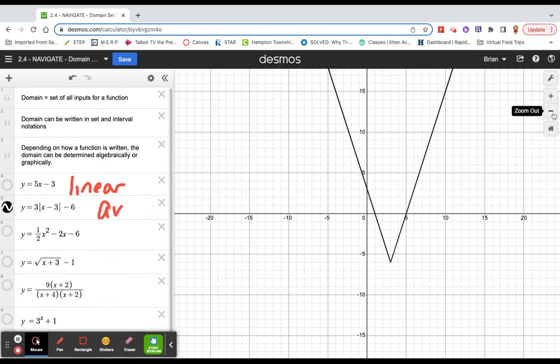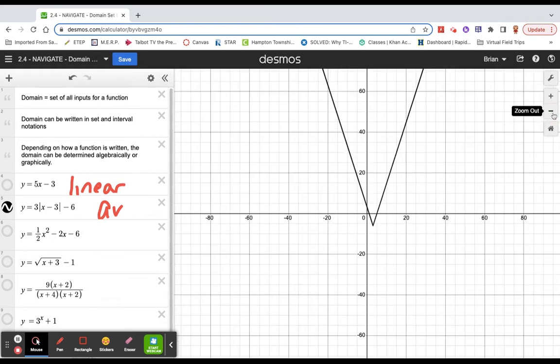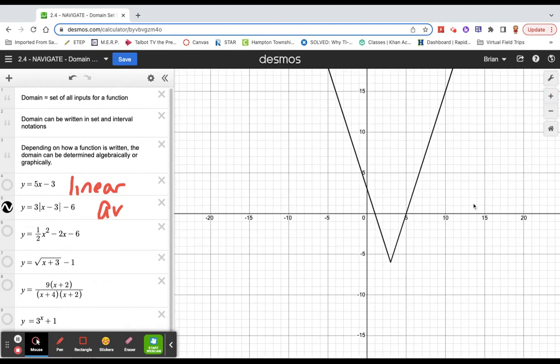If I zoom out, I see that this graph continues on forever in both directions, pointing up. We'll have some things to talk about as it pertains to the range of this graph, but for the domain, same as the linear. I can substitute any number I want in for the x. I can subtract 3, I can multiply by 3, and then I can subtract 6. I can follow the order of operations on this absolute value function, and every possible x value will give me an answer, or, excuse me, a range output. We'll get a range output for every one of those potential inputs.